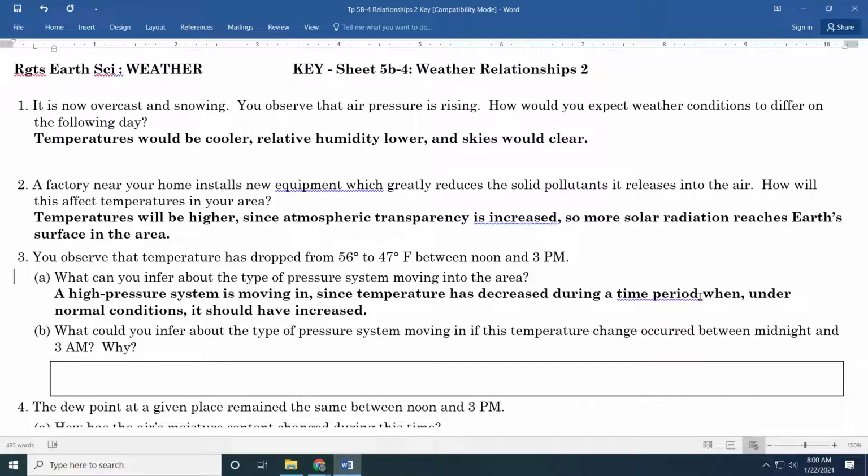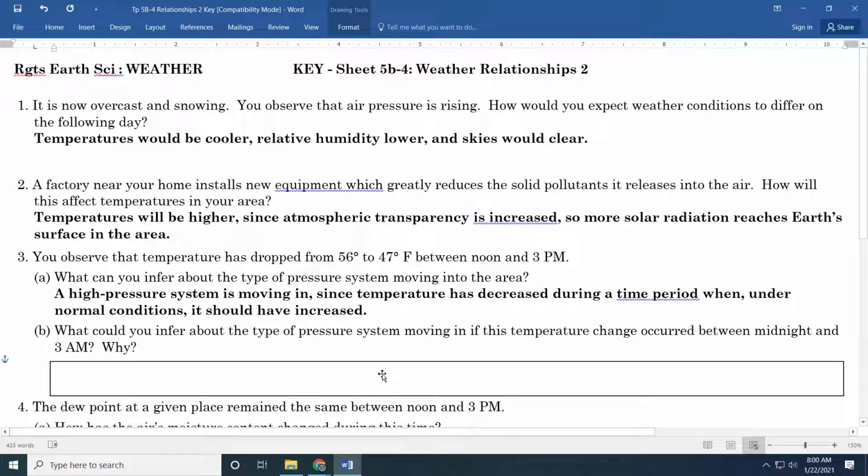Number three, what can you infer about the type of pressure system moving in if this occurred between midnight and 3 a.m.? So same temperature change, but now instead of between noon and 3, we have it happening between midnight and 3 in the morning, 3 a.m. Well, what normally happens to temperature between midnight and 3 a.m.? It cools off because the sun's down. We're only losing energy back to space.